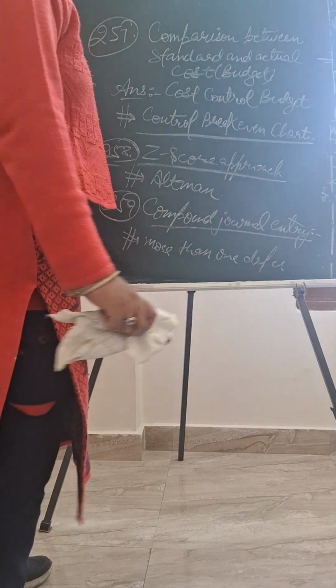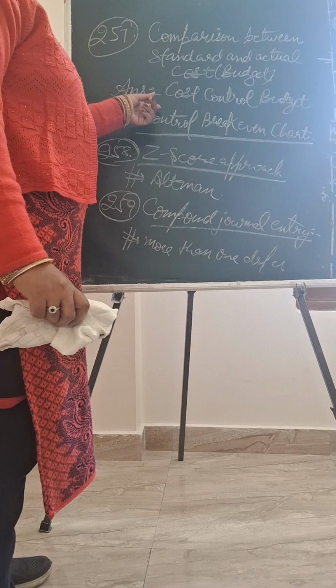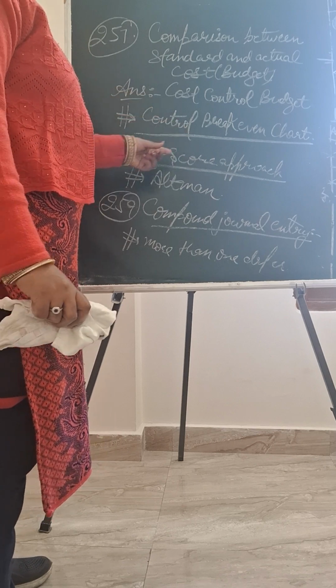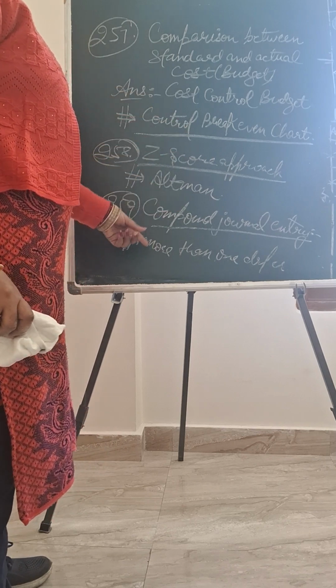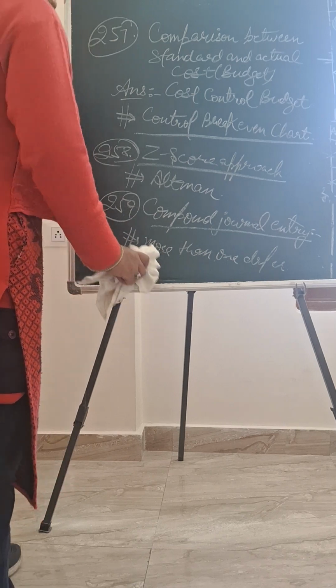So till here it is clear: comparison between standard and actual cost is control, the break-even chart, the Z-score approach was given by Altman, and in a compound journal entry, more than one account is there. This is very much clear.